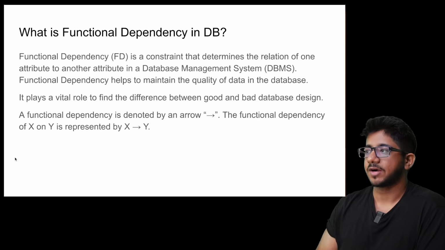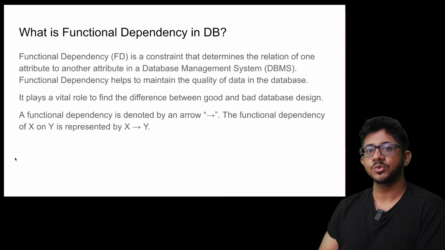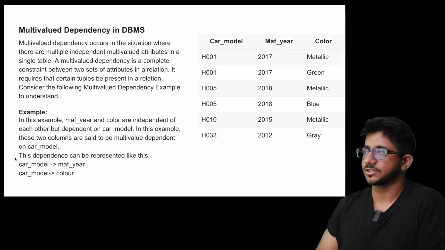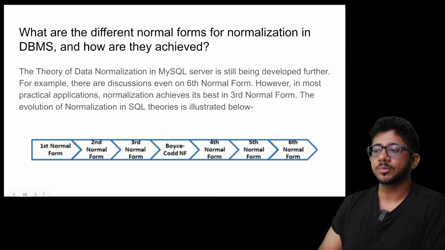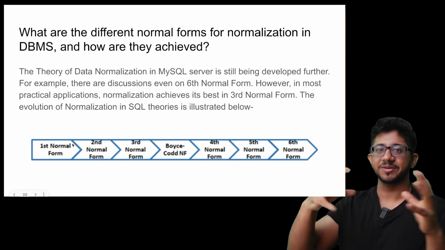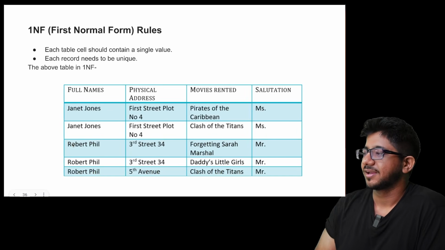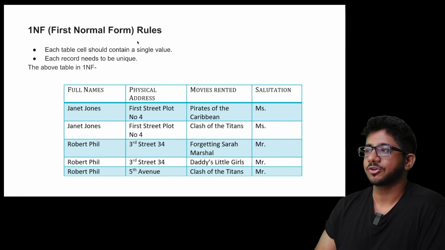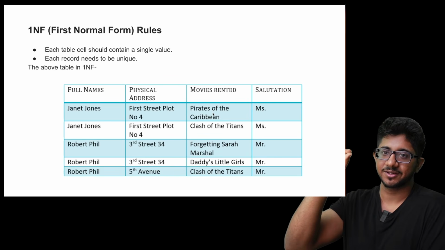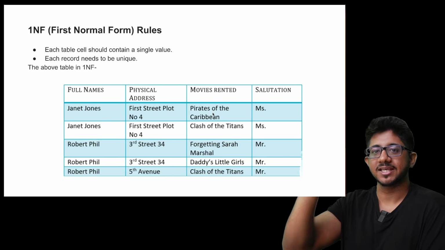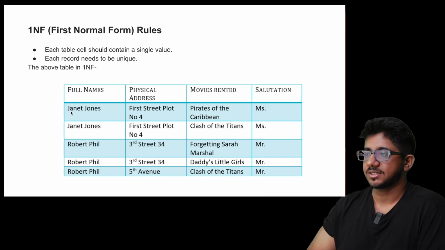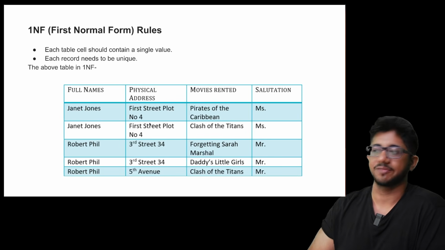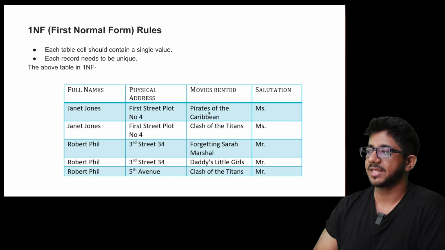So these functional dependencies are what we're trying to control using normalization. There are multiple normal forms, right? Data can be represented in multiple normal forms. For an example, in first normal form, we try to make sure that every data has a single value. For an example, Janet Jones has both. They are the same person, so they have the same physical address, same salutation, but they have rented 2 movies.